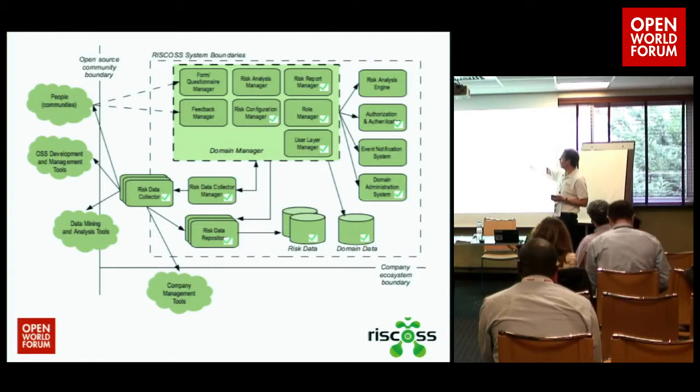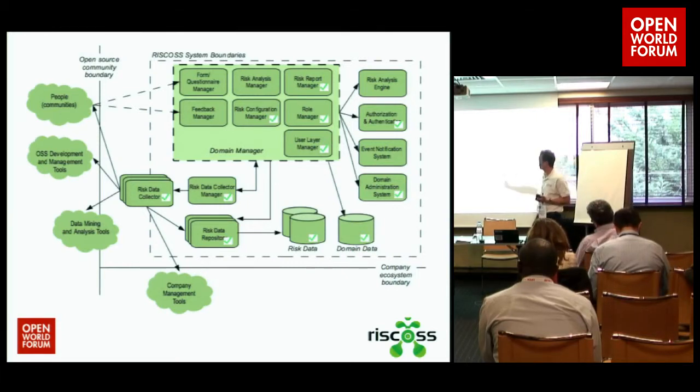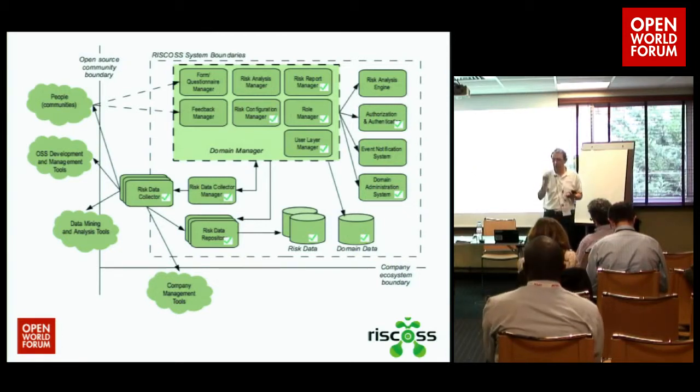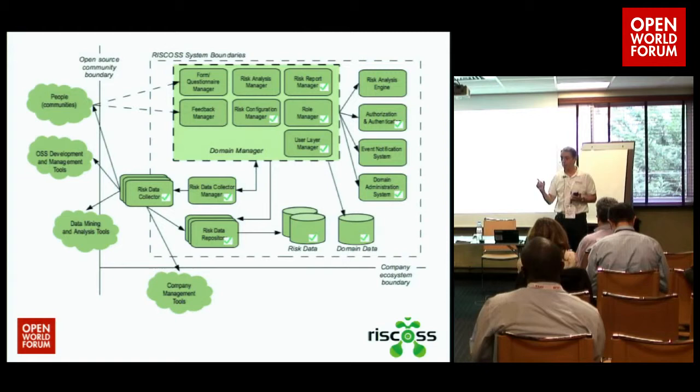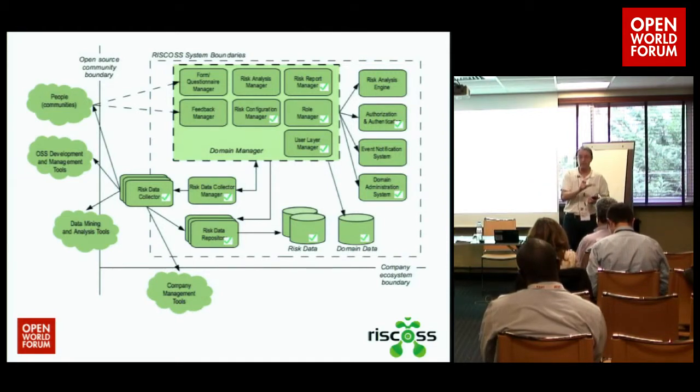So this architecture diagram shows you, for instance, what you have outside of the platform. For instance, you have the people, the development tools, etc. We have here the data, the risk data collectors. These are connectors that we develop, a little bit like what OSS Meter has been doing, to pull out raw data. This is where we meet.